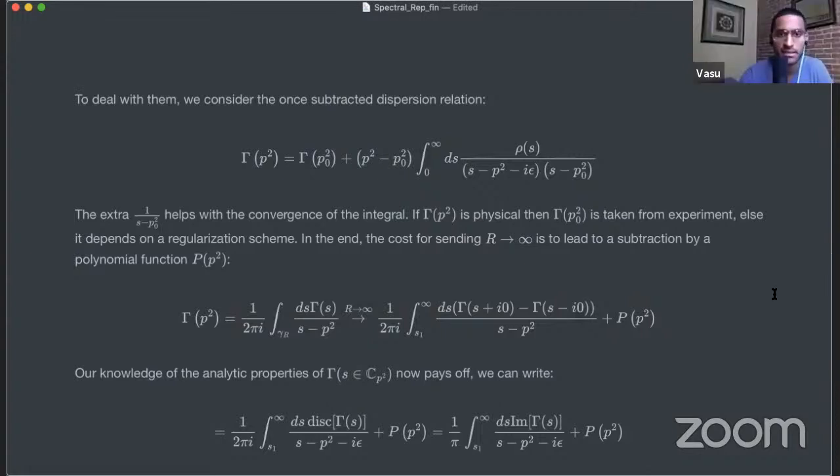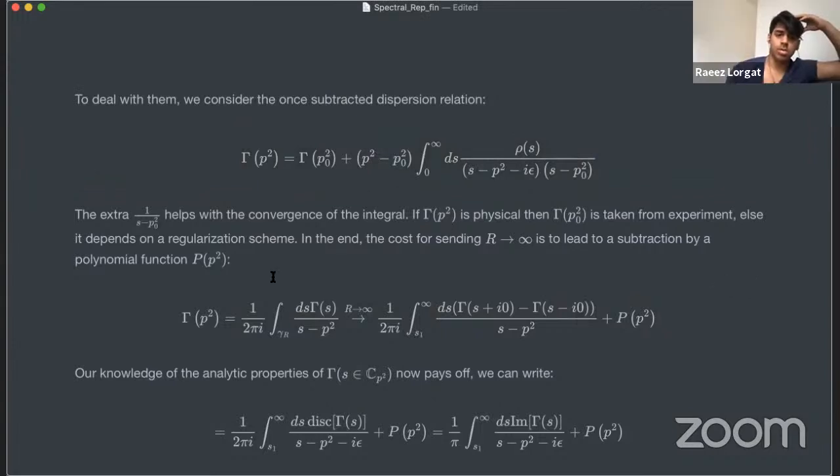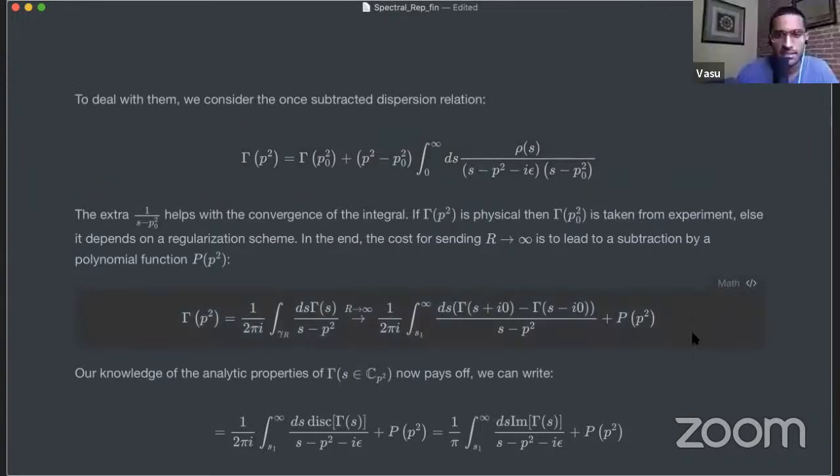Exactly. Very good. But another virtue of doing this is now you can expand out your contour without qualms and keep this polynomial of p squared that accounts for the very high energy behavior. So the cost of sending R to infinity is this polynomial of p squared, which is this gamma of p squared.